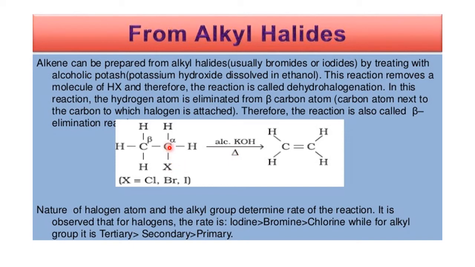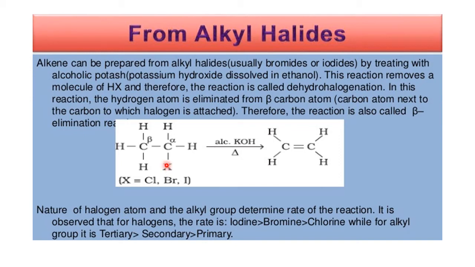This is called alpha carbon atom. Why is it called alpha carbon atom? Here we have made some notations. The carbon atom to which the halogen is attached is called alpha. The next carbon is called beta. The next carbon is called gamma, and so on. So alpha carbon means the carbon to which the halogen is attached. So from the alpha, halogen goes out.